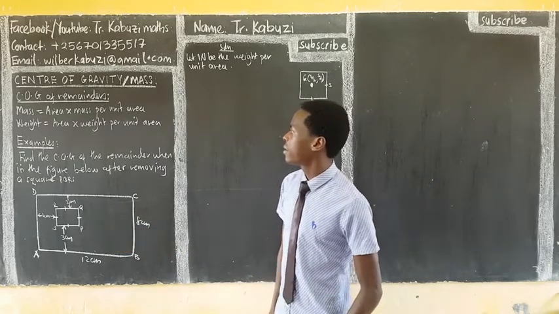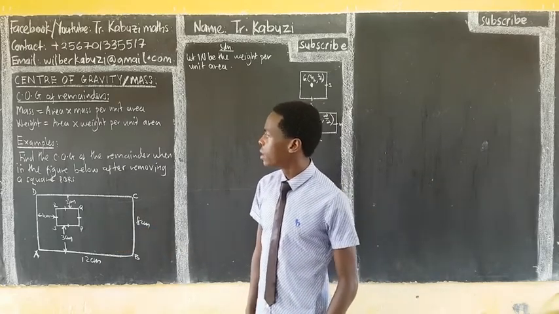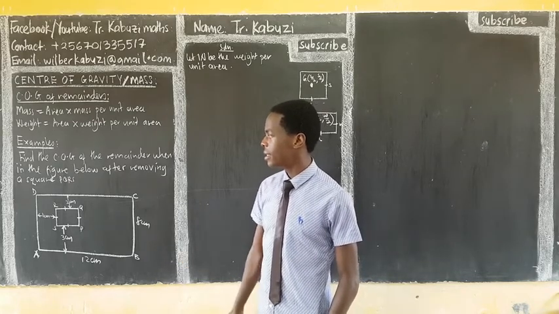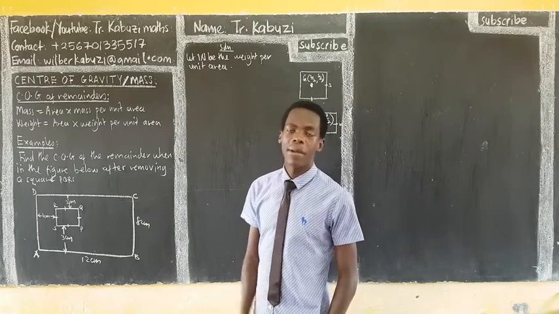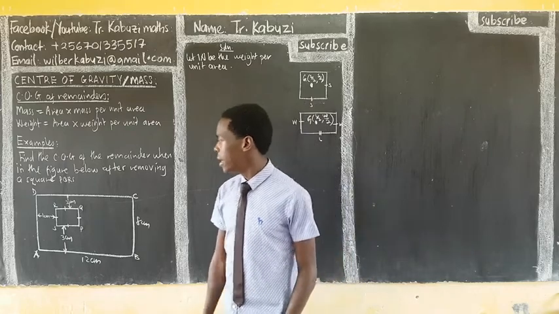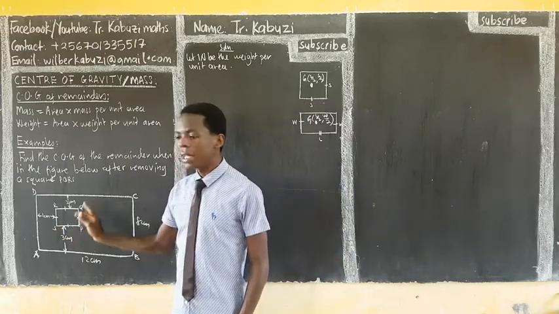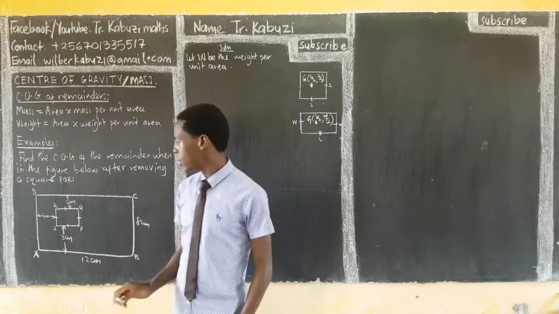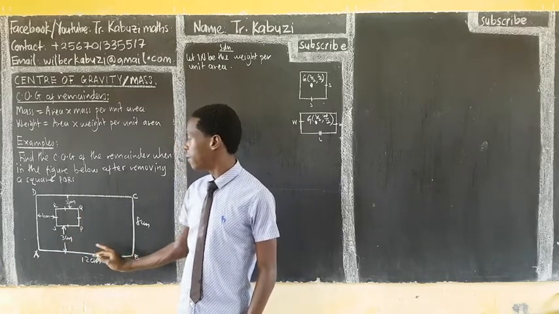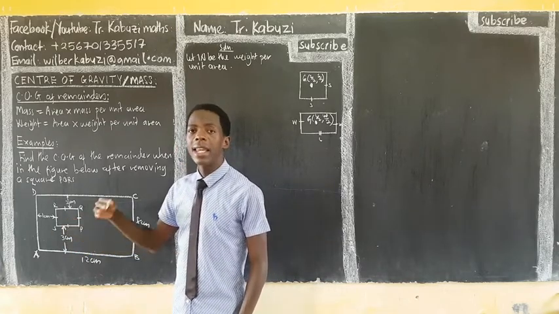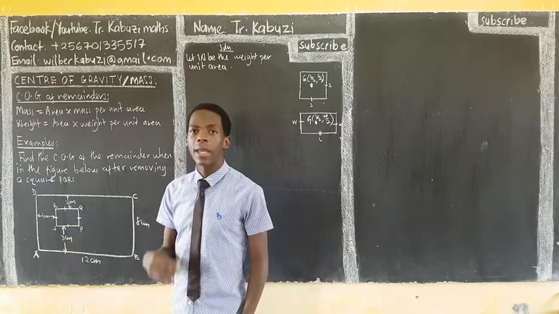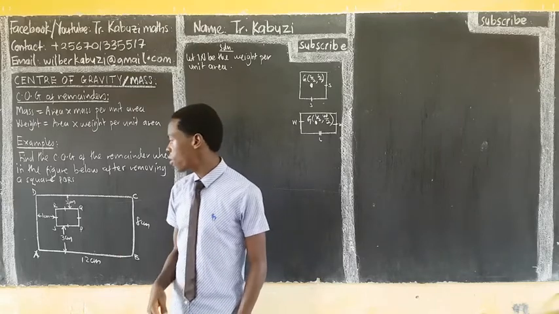Find the center of gravity of the remainder in the figure below, after removing a square PQR. Now they are telling us that this is a square. What comes to your mind when there is a square? I think we know that all sides are equal. So this one has been removed, so it's no longer there. We shall get the weight of the whole before this is removed, then subtract off the weight of this, and we shall get the weight of the remainder. Then we get the coordinates and so on.